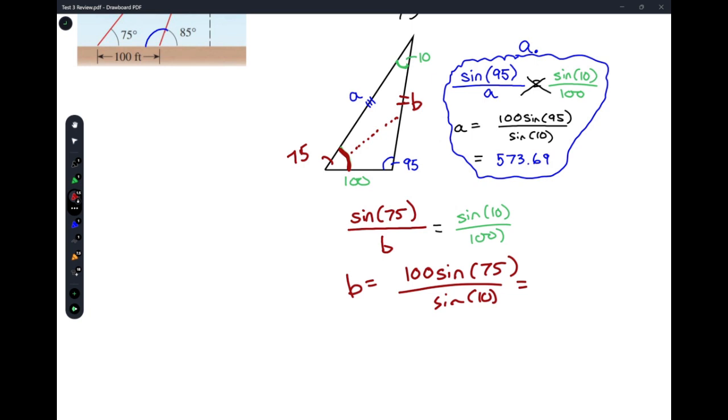Oh no! Why did I add 75 to it? I messed up. 100 sine. No, it's fine. 556.25? Don't just copy me, please. Check it and see if you got the same thing.